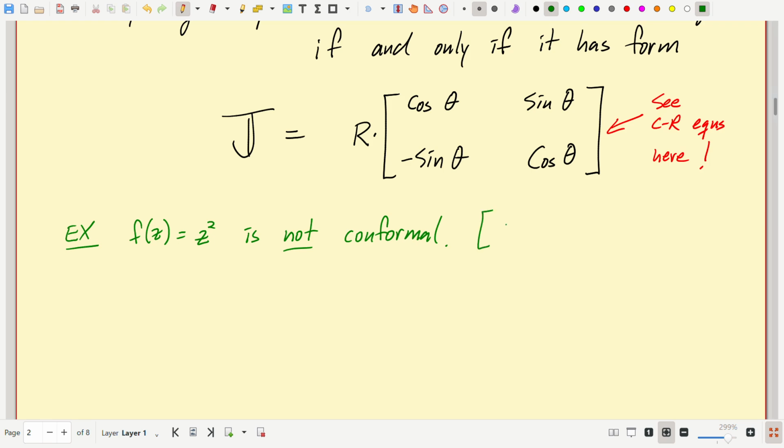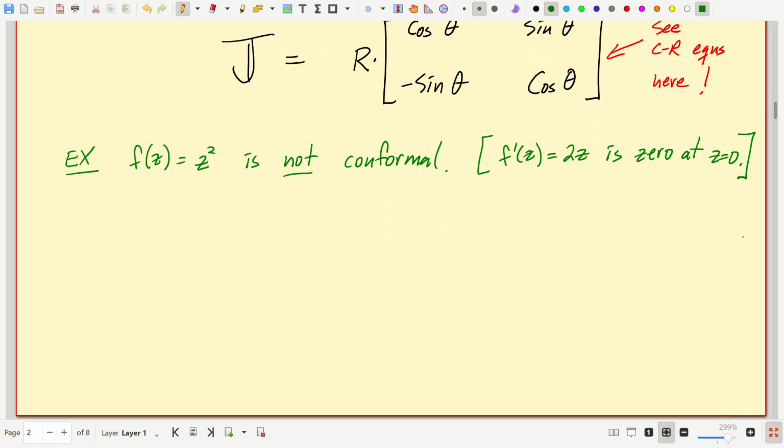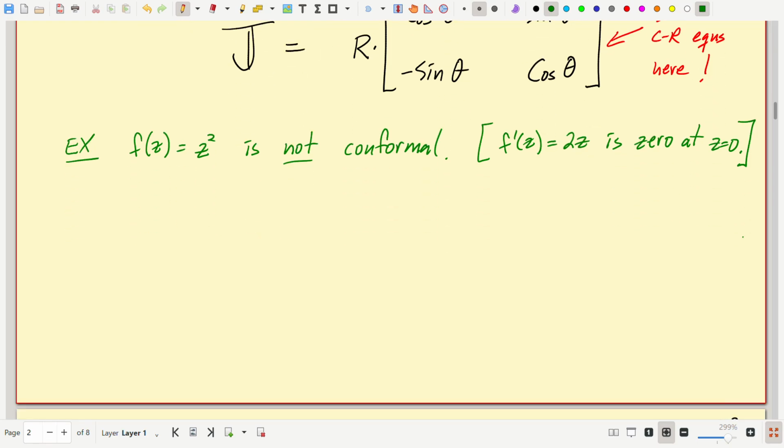because the derivative is 0. So note that f prime of z is 2z, which is 0 at z equals 0. So it's not contradicting my demonstration above. In fact, it doubles angles. And that's easy to check there. It doubles angles at z equals 0. It's conformal everywhere else. It just doubles angles there.